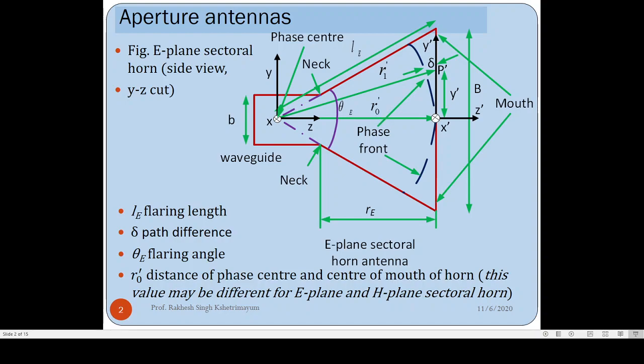But this R0 dash may be different from the R0 dash we had for the H-plane sectoral horn antenna. It is dependent on LE and theta E. If LE and theta E change, R0 dash will also change. Similarly, we will still denote the distance between the face center and the point P dash as R1 dash. The path difference we will denote by delta. So let us try to analyze this E-plane sectoral horn antenna. This is the E-plane cut, the YZ cut.